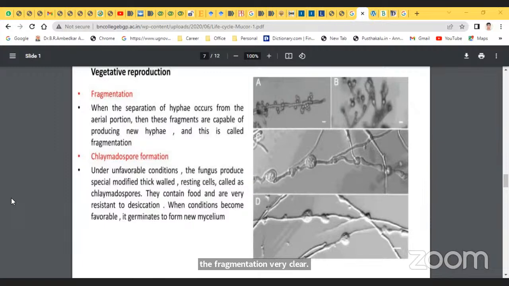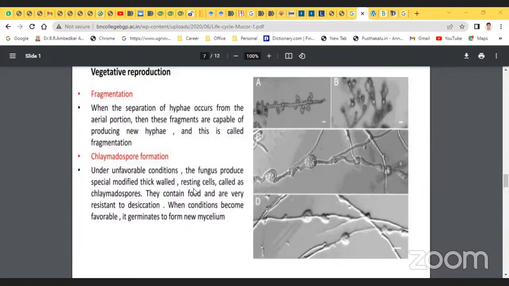Next, chlamydospore formation, under unfavorable conditions. What does unfavorable condition mean? When an adequate amount of food material is not available, the conditions are unsuitable. Favorable conditions are the opposite of unfavorable.